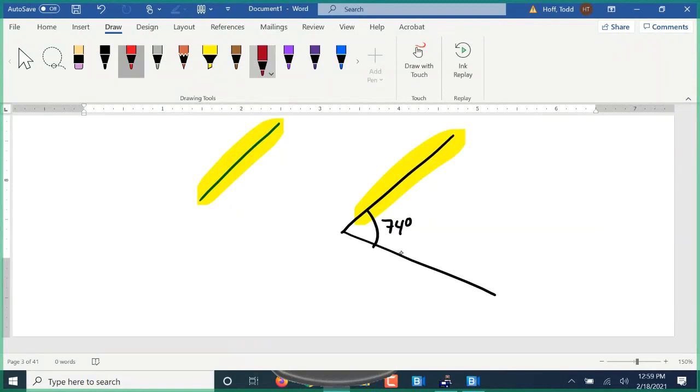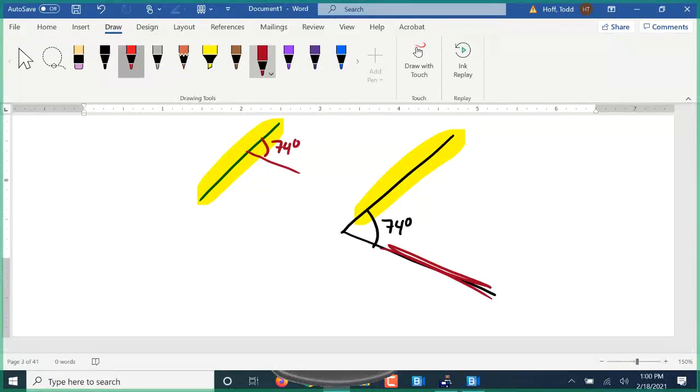I'm going to draw a line parallel to the other side of this angle. What are the possible angles that could be formed? Well, I could draw it parallel right here. That's going to be parallel to it. What's this angle going to be? Well, it has to be the 74 degrees.